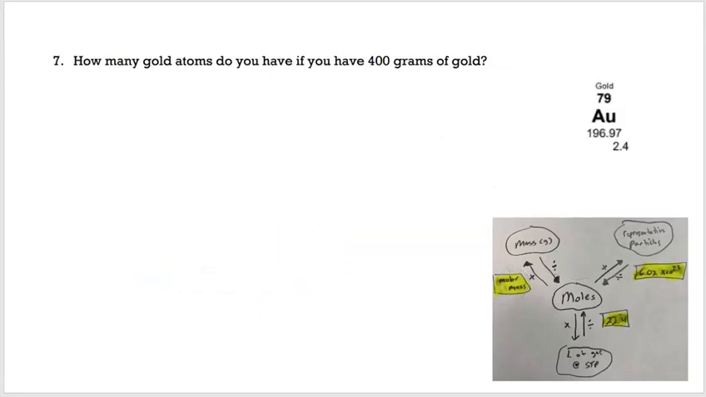Next, number 7. All right, so gold atoms is our question mark. So we want to figure out representative particles here. If I have 400 grams of gold, so I know my mass. So this is going to be a two-stepper. I go from mass to moles, then moles to representative particles. So I'm going from mass to moles, and I divide by molar mass first.